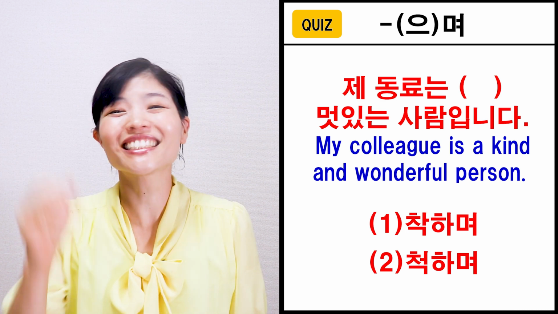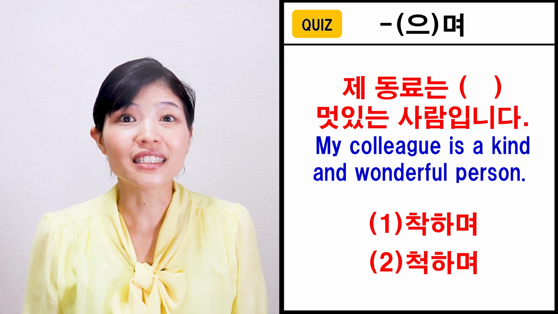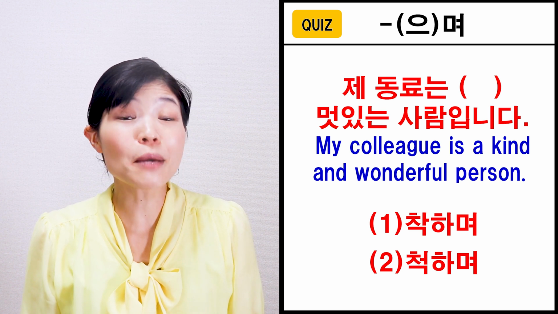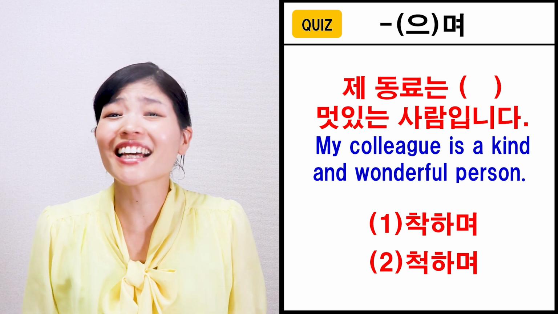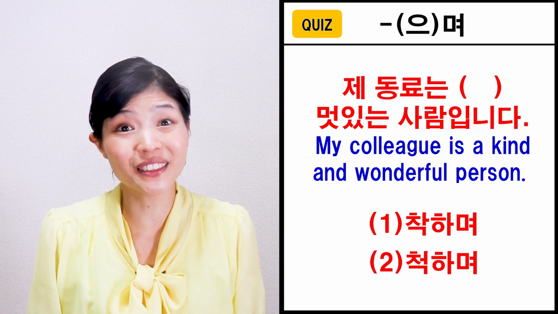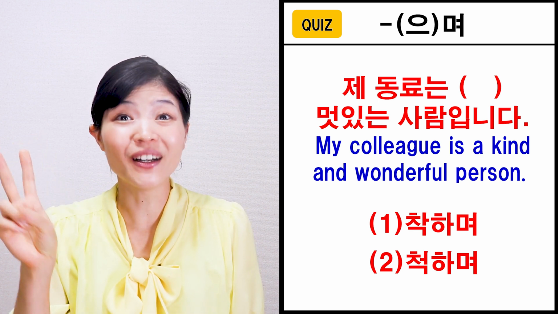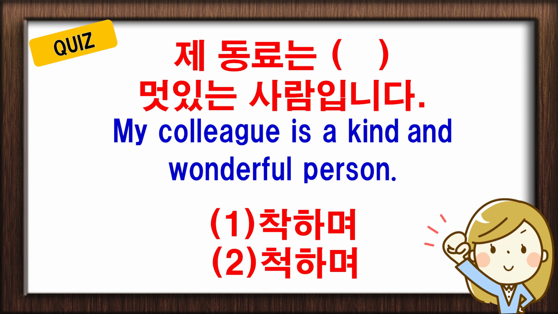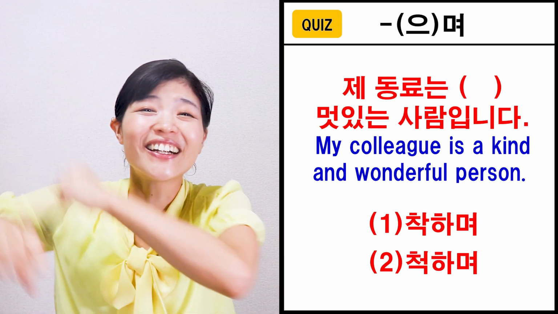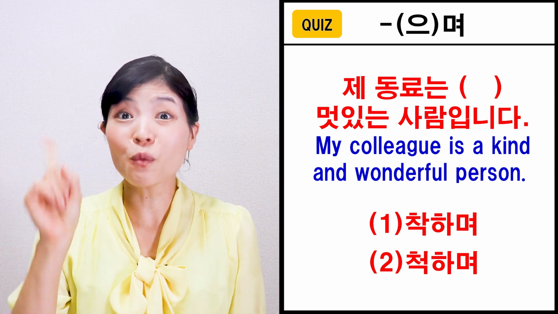Which one is the correct answer? 제 동료는 멋있는 사람입니다. My colleague is a kind and wonderful person. Number 1, 착하며. Number 2, 척하며. The correct answer is number 1.